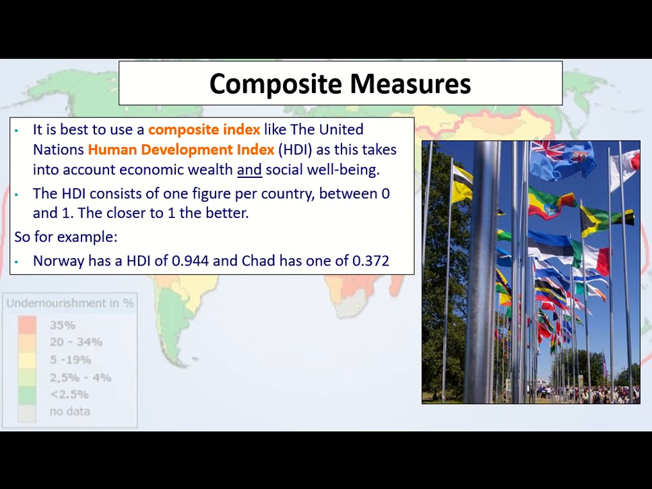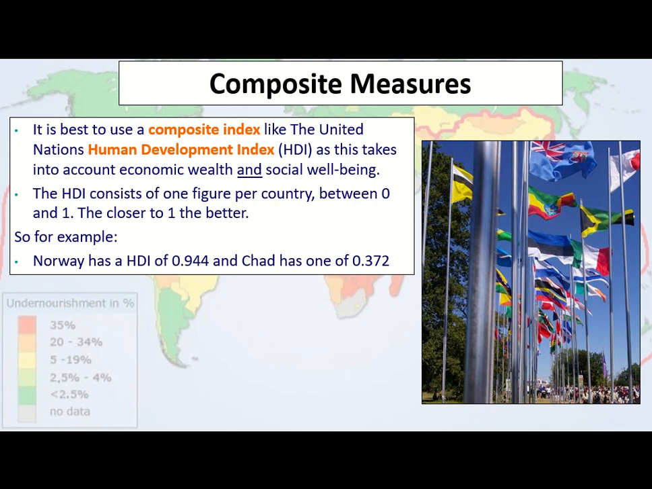So Norway's HDI, the most recent figures I've got, show that it's got a score of 0.944. That is very good. That's really close to 1. Norway is an incredibly developed country. Chad in Africa has got an HDI of 0.372. Now that is far closer to 0 than it is to 1. It's well below half, and that tells me that Chad is a less developed country. So with HDI, closer to 1 is better, closer to 0 is worse.